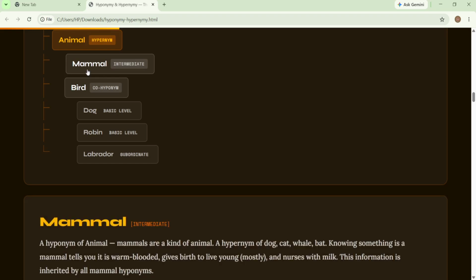So let's look at mammal, intermediate, a hyponym of animal. Mammals are a kind of animal. It is a hypernym of dog, cat, whale, and bat. Knowing something is a mammal tells you it is warm-blooded, gives birth to live young mostly, and nurses with milk. This information is inherited by all mammal hyponyms.